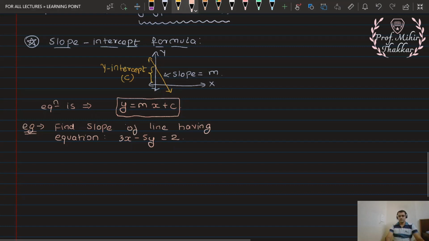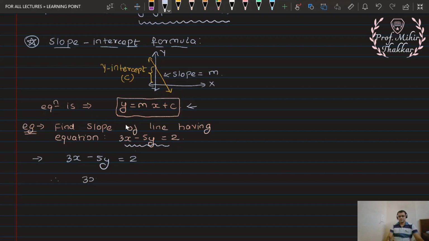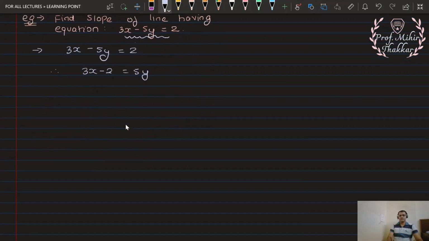What I will do over here is try to express the given equation in the slope intercept form. How do we do this? It is very simple. Let us see. We say 3x minus 5y is equal to 2. So I say 3x minus 2 is equal to 5y, and therefore 5y can also be said as 3x minus 2, because you know that if a is equal to b, b can also be said to be equal to a.